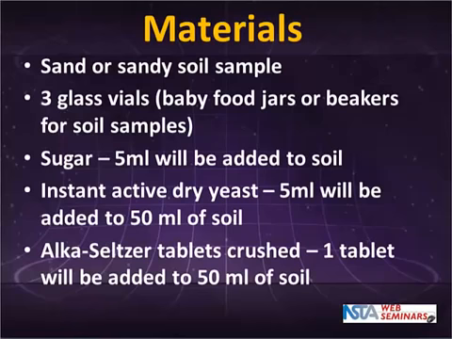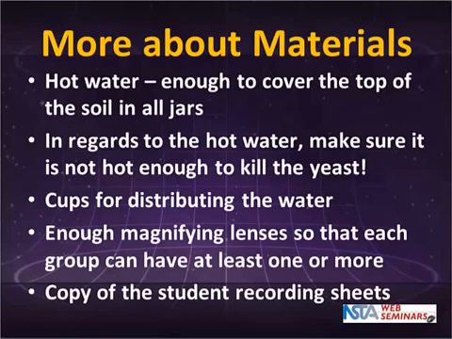You need instant active dry yeast. You guys are probably catching on now. 5 milliliters will be added to 50 milliliters of soil, and you need some Alka-Seltzer tablets that will be completely crushed. You don't want to see any large pieces of Alka-Seltzer, because trust me, those kids will be able to identify it if they actually see it. But anyway, these are the materials that you're going to need.